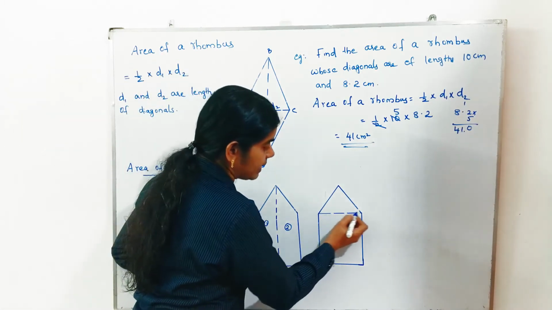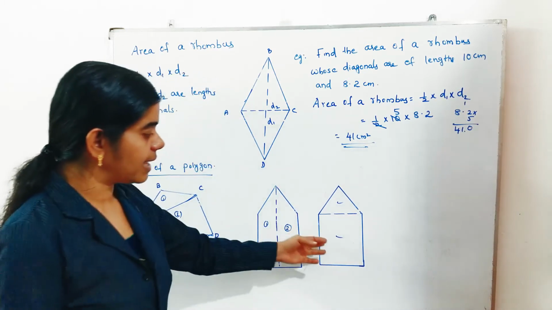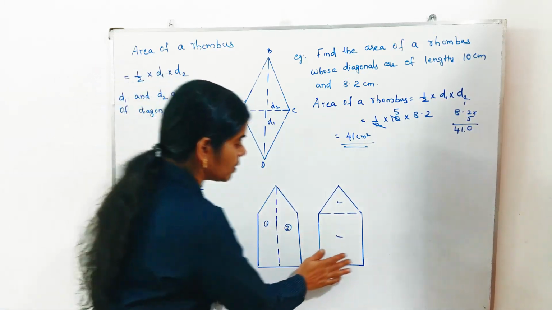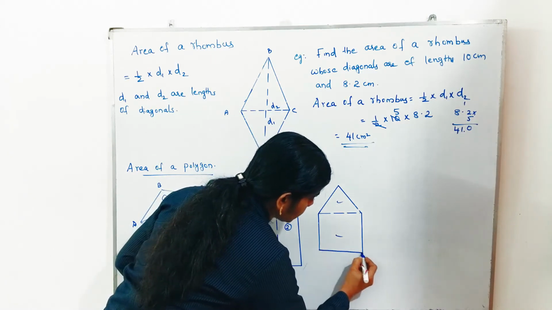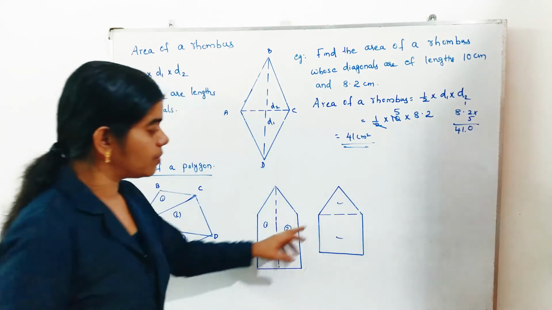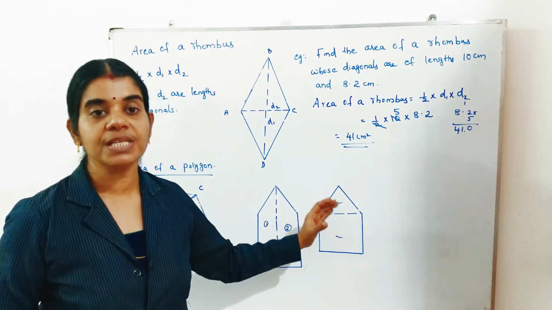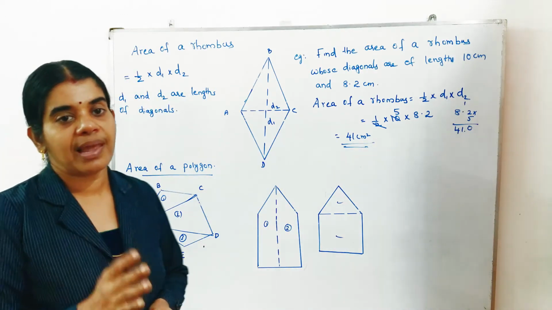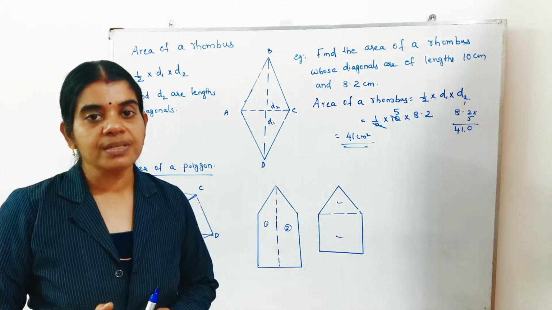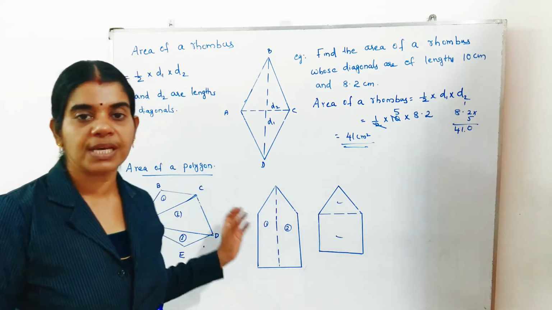Otherwise, we can draw a line here. Then you will get a triangle and a rectangle. Or if you make it this way, you get a triangle and a square. Adding these two, you will get the area of the shape. So if you get unknown figures, you draw lines to make known shapes, and then add those shapes' areas, and you will get the area of that polygon.